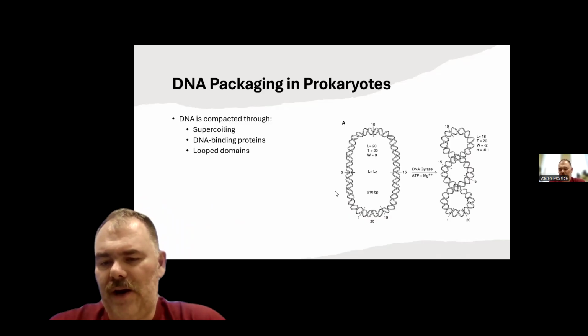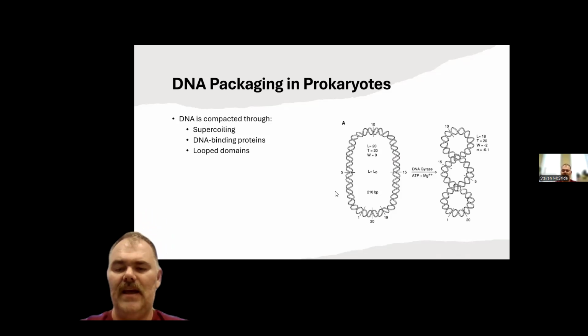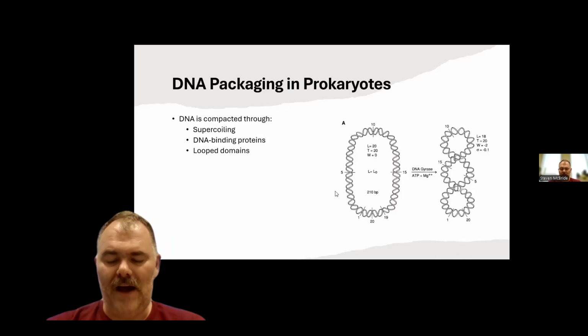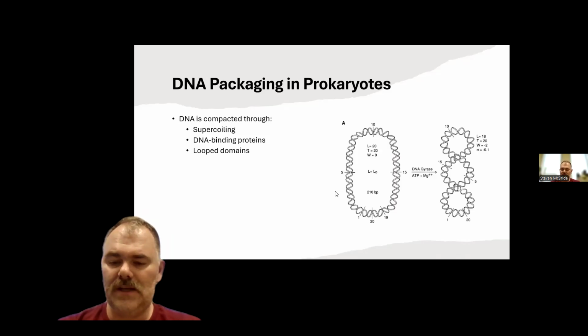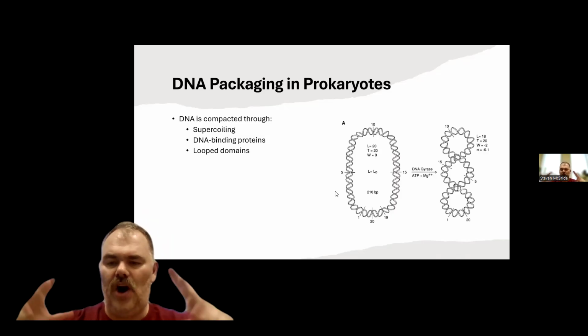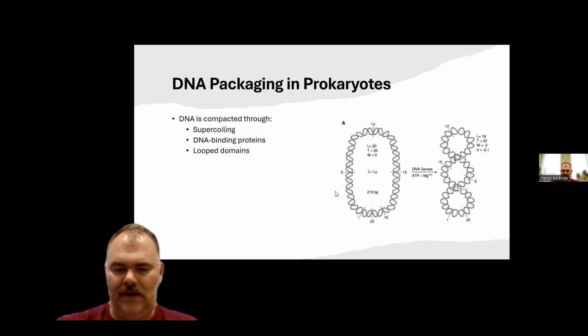So even though prokaryotes are relatively simple cells, they still must compact their DNA. They do this using several mechanisms. One is supercoiling, where their DNA twists upon itself. They also use DNA binding proteins that help organize and stabilize the chromosome. Finally, the chromosome forms looped domains that further compact the DNA. Together, these strategies allow a large DNA molecule to fit inside a very tiny bacterial cell.